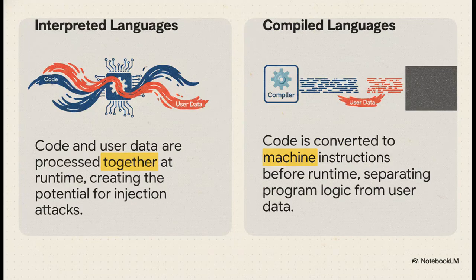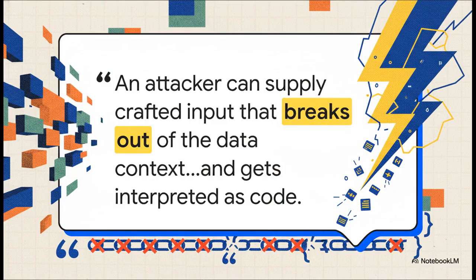And this slide really highlights that key difference. With compiled languages, there's a hard wall between the program's logic and any data a user gives it. But with interpreted languages, that wall gets blurry. The interpreter is processing everything together, which means it can be tricked. It can be fooled into thinking that some data a user typed in is actually a brand new command it should run.